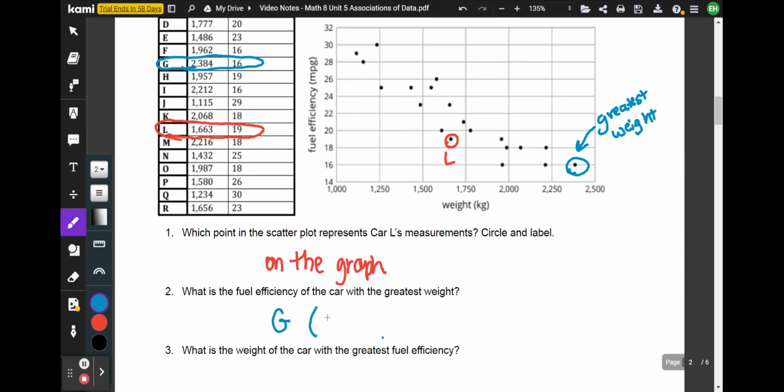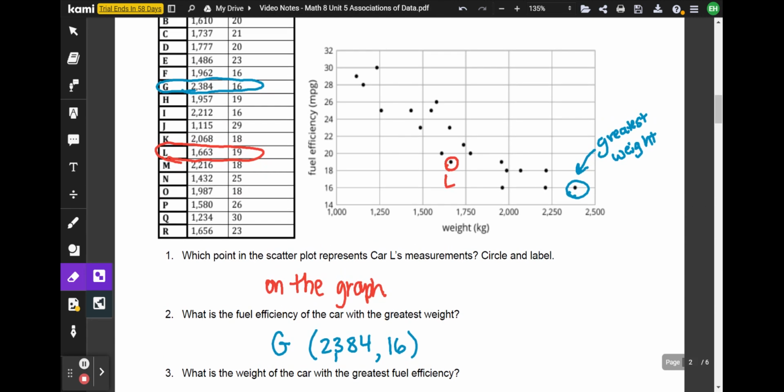And that ordered pair is 2,384 kilograms. And that only gets us 16 miles to the gallon. All right. Number 3, what is the weight of the car with the greatest fuel efficiency? So this is the one that's going to give us the most miles per gallon.